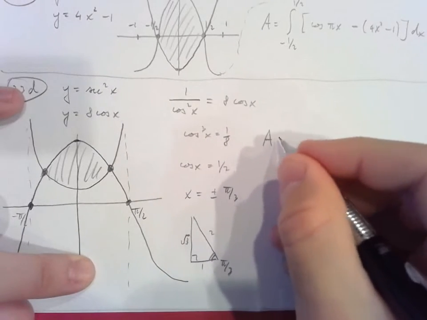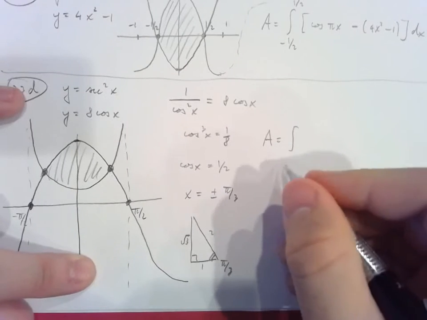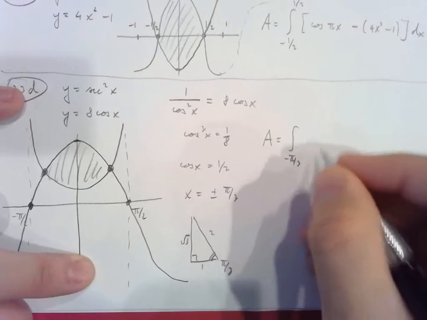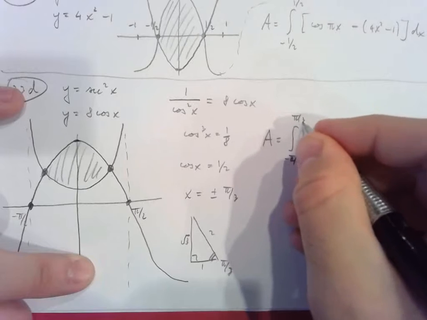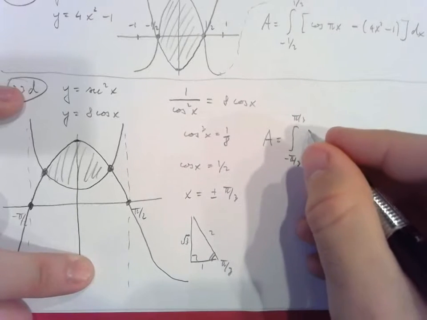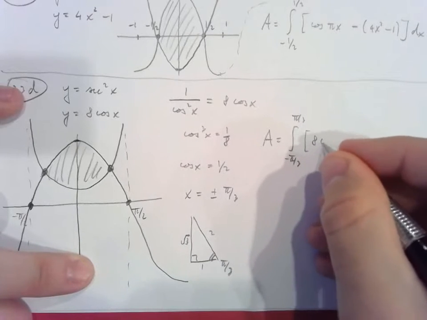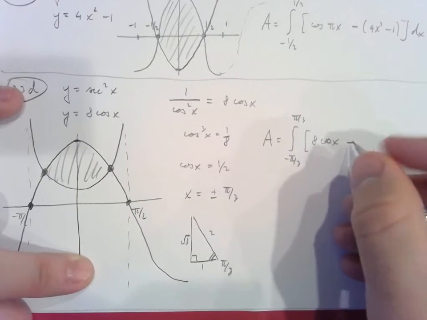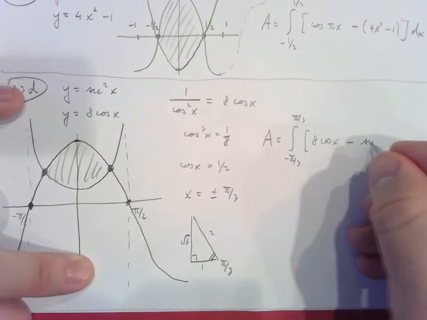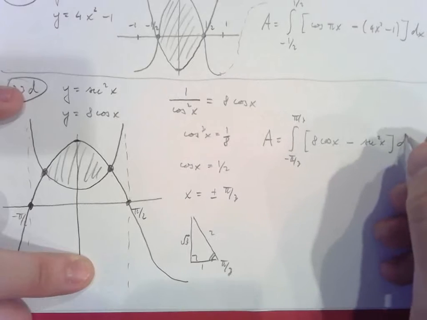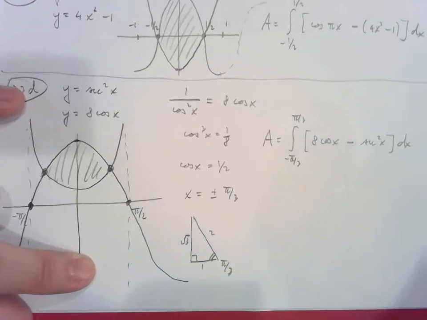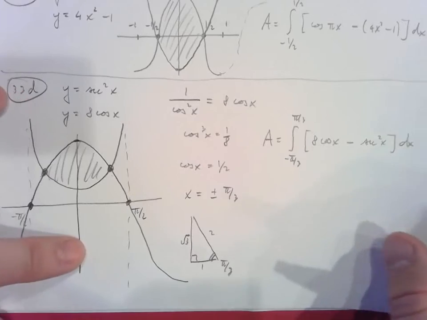The integral for the area is going to be the integral from minus pi over 3 to plus pi over 3. The top curve is the 8 cosine x. The bottom curve is the secant squared dx. And then you just integrate this. So that's problem 33.